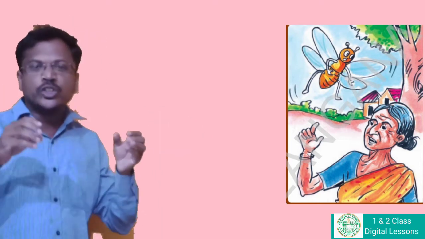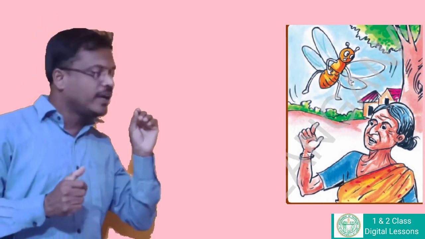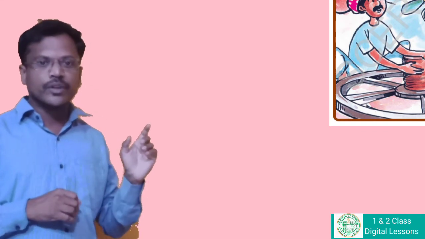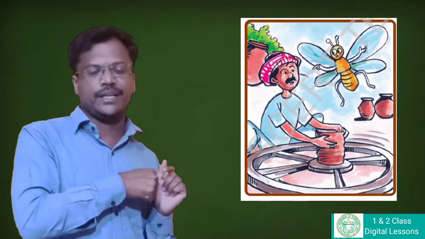She replied, "Sorry, dear. I don't know your name. Go and ask my son. He is a potter." Potter means he will make pots. He makes water pots. Potter is grandma's son.